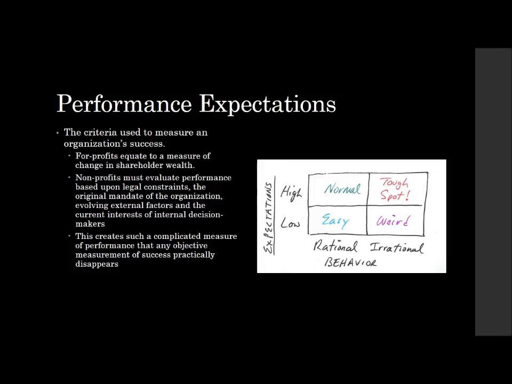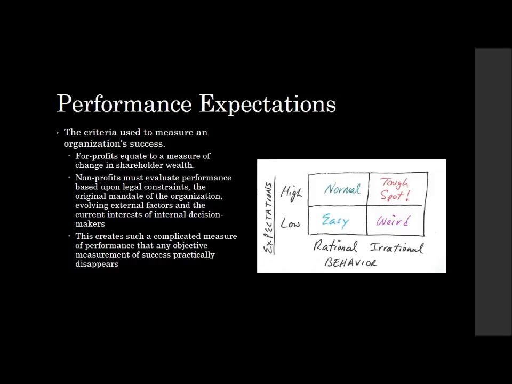Performance expectations are the criteria used to measure an organization's success. For-profits equate this to a measure of change in shareholder wealth. Nonprofits must evaluate performance based upon legal constraints, the original mandate of the organization, evolving external factors, and the current interests of internal decision makers. In other words, the needs of a widely diverse group of stakeholders. This creates such a complicated measure of performance that any objective measurement of success practically disappears.